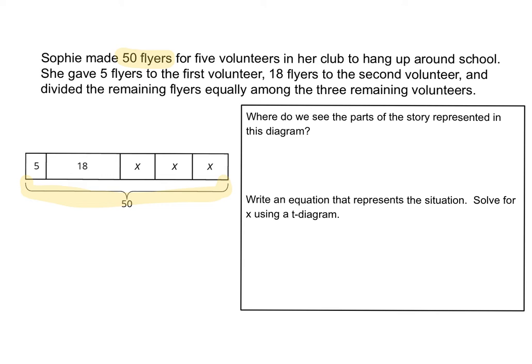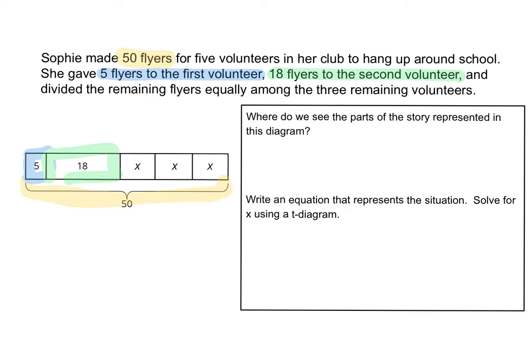The 5 volunteers, I'm going to pause on that one and just move forward. But we know that she gave 5 flyers to the first volunteer. Here are those 5 right there. And then she gave 18 flyers to the second volunteer. Here are those 18. And then the remaining 3 got the rest of them equally divided.